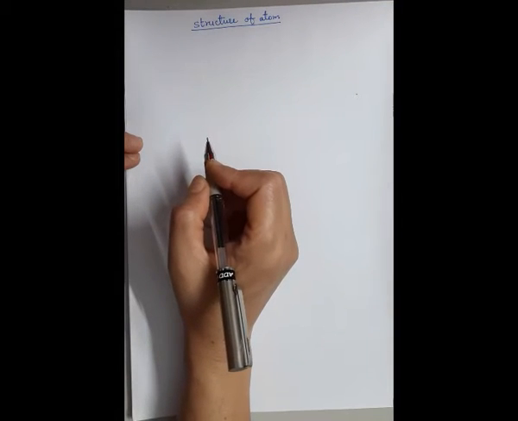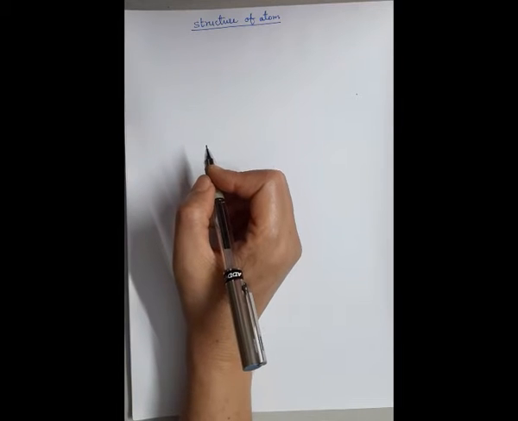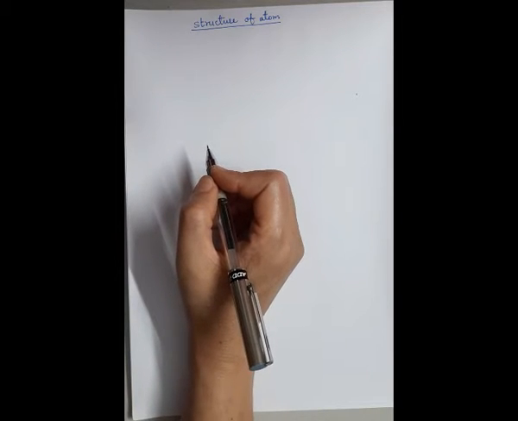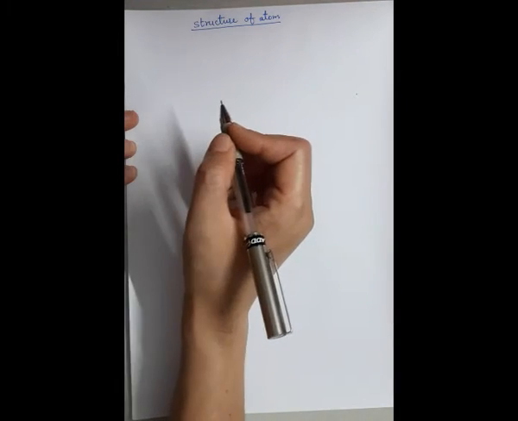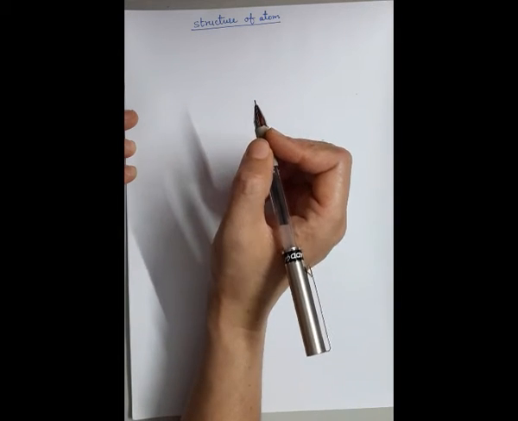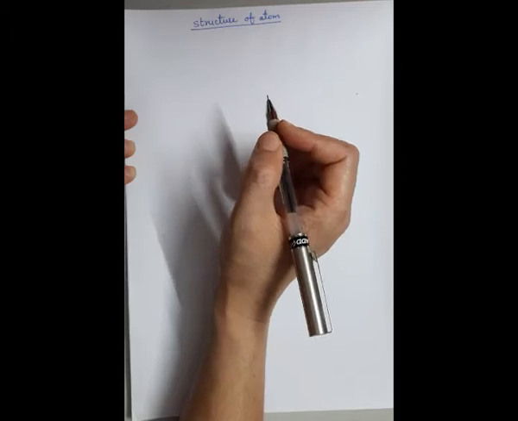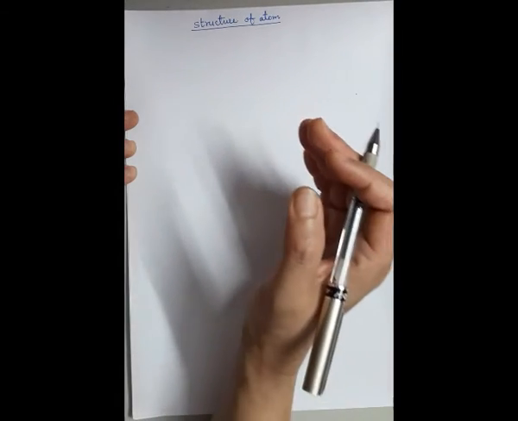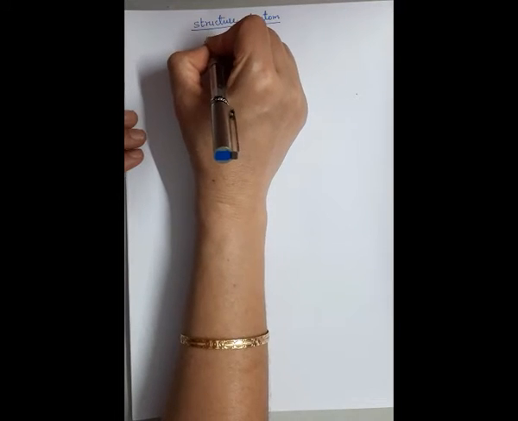Dear students, we have already started with structure of atom, and in last class we talked about dual behavior of electromagnetic radiation. Today we'll talk about the spectrum of light. Light is also electromagnetic radiation. What happens when it passes through a prism? Different types of spectrums are obtained. So let's talk about spectrum.